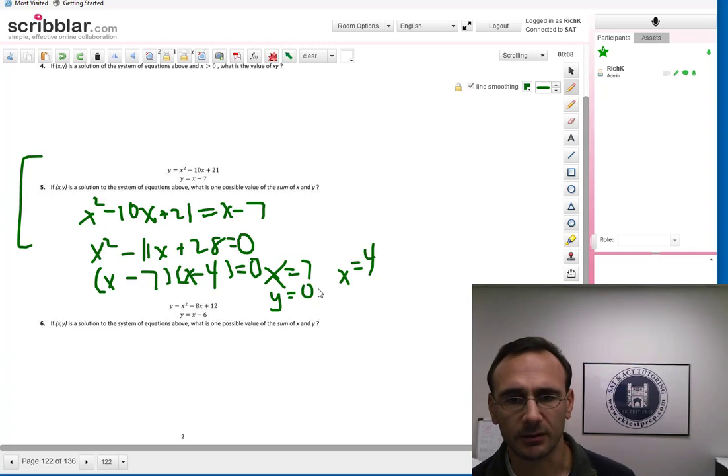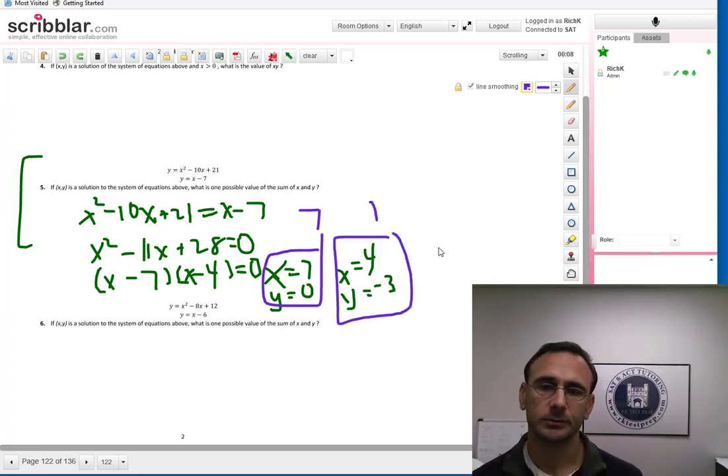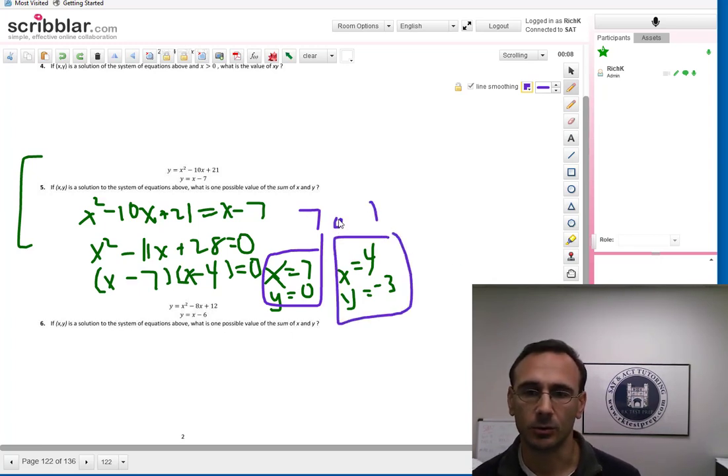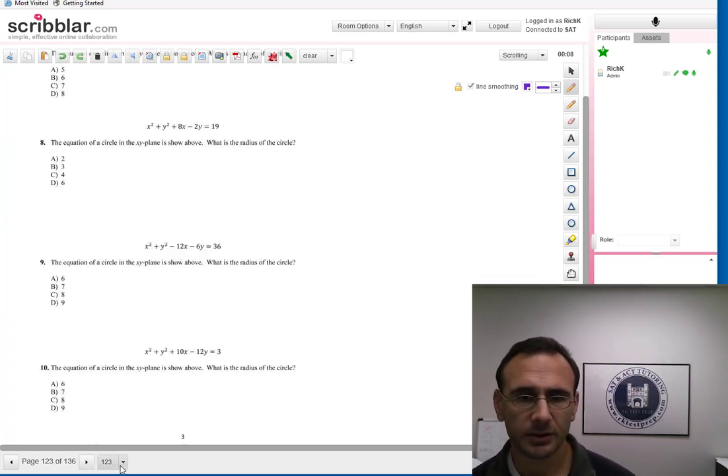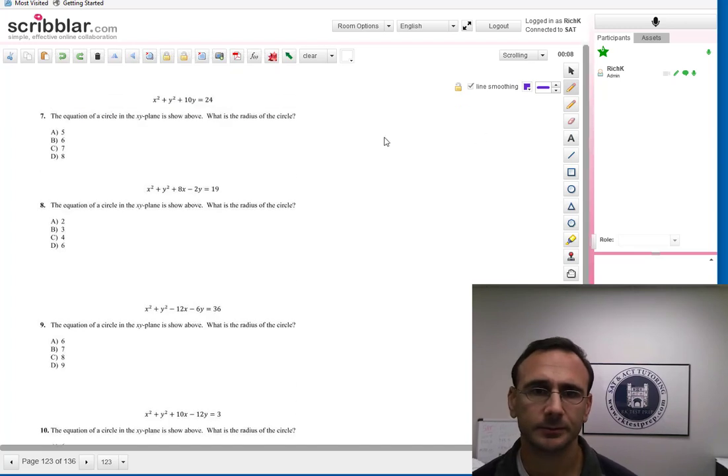So when x is 7, y is 0. When x is 4, y is -3. So the sum of x and y here is going to be 7. And over here it's going to be 1. So the answer could be either 7 or 1. Either one works. Six is the same. 7 is our completing the square.